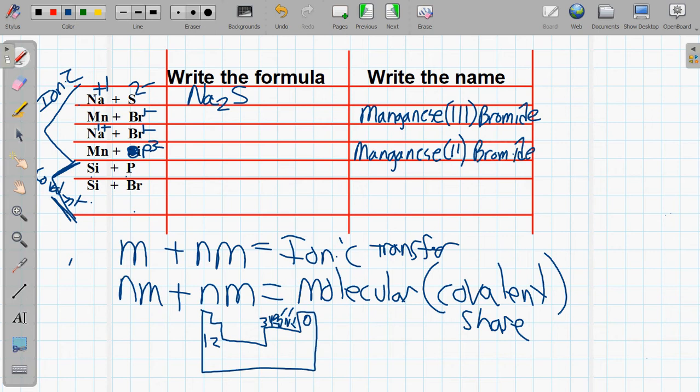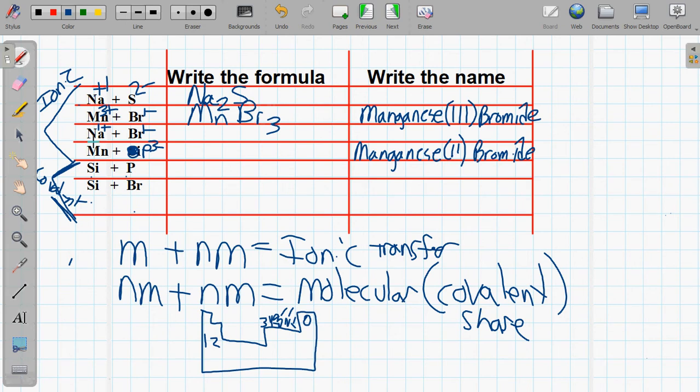All right. So manganese bromide and manganese bromide, right? Manganese can have more than one charge, so we have to tell people which charge it is in the name. Okay? So if we look at that and it's manganese 3, we know that this manganese is a 3+. So that means I need 3 bromines to balance it out. So that's going to be MnBr3.